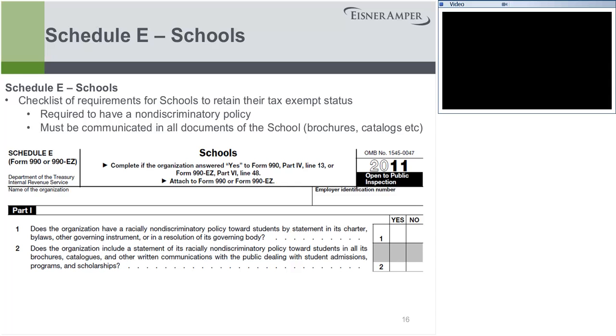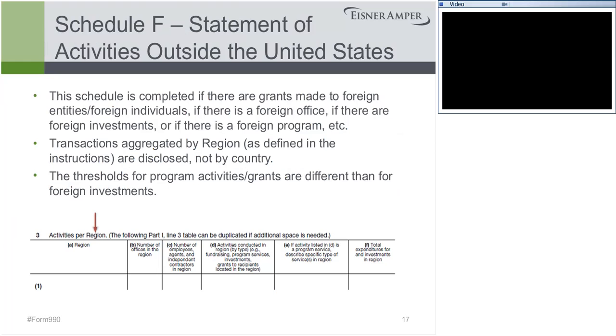And they are supposed to do that somewhere, whether it be on their website, whether they put an ad in the paper, whether they're a member of an organization that promotes their policy for them, but they are supposed to make the policy available.